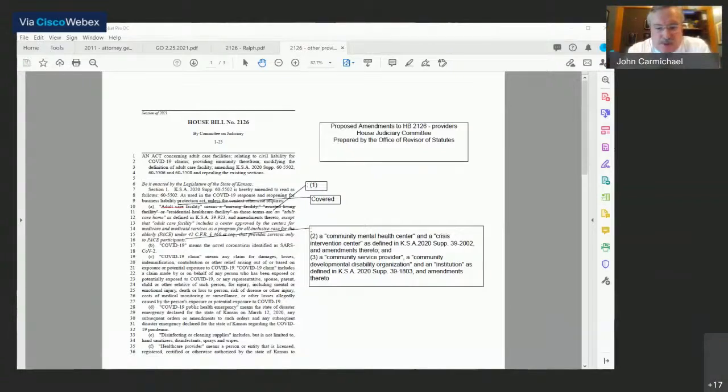Sadly, I must oppose this amendment. This represents a substantial expansion of immunities. And while I personally respect some of my friends who asked for this relief in their testimony, there is no meaningful explanation as to why community mental health centers and community service providers should be given immunities and protections beyond those of Main Street businesses.